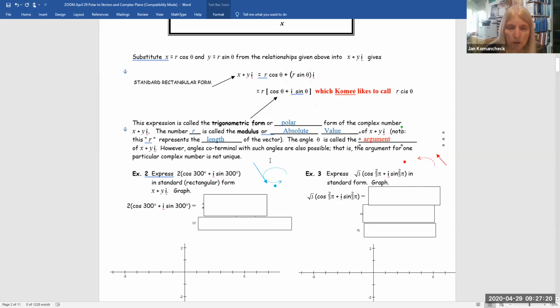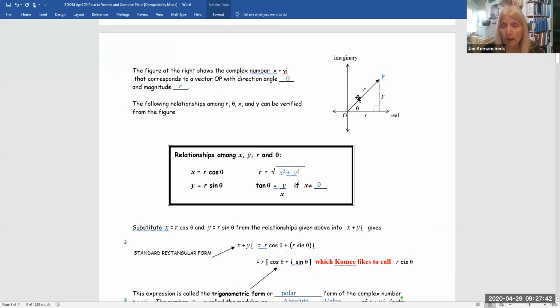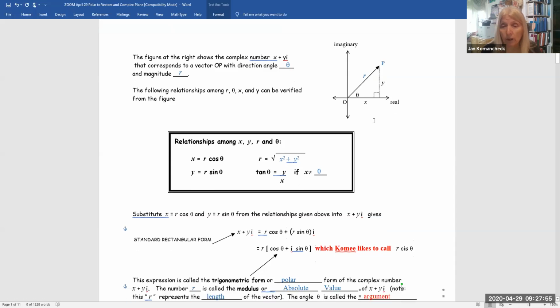And I also need to let you know, angles coterminal with such angles are also possible. So you have to remember how to get there in the trig plane. I can go into quadrant 1 by using a positive angle. I can go into quadrant 1 by using a negative angle. So these particular angles, theta, are not unique. I like to have my angle theta in standard position. But for this vector, I could also go around this way, and then my angle theta would be in a different direction. But most of the time, we really like theta to be in standard position.